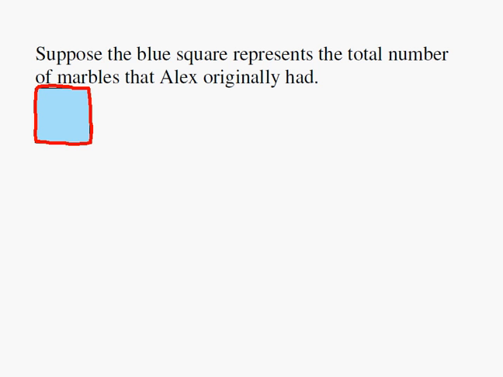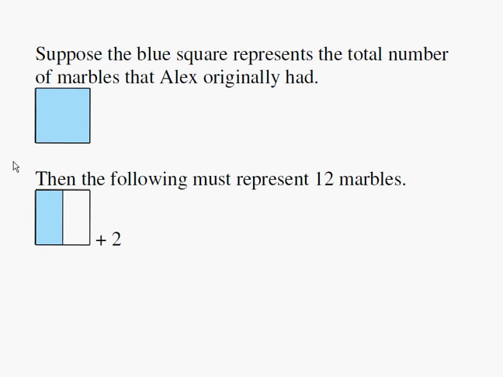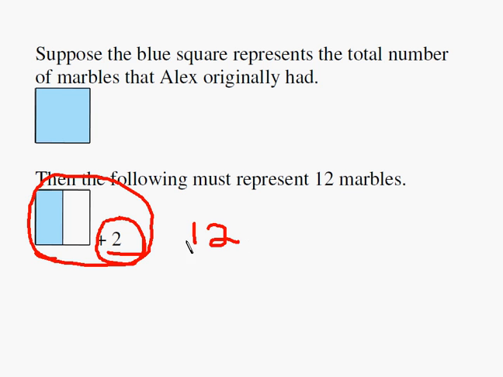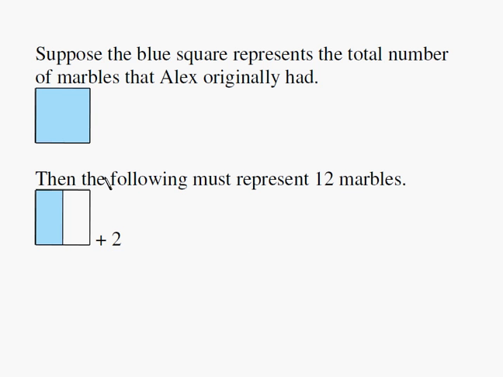What happens? Alex gives half of his marbles to Betty and he receives 2 marbles from Chris. So this represents half of his marbles. He gives half to Betty. He is left with half, plus he receives 2 from Chris. So this whole thing has to be 12. And you really want to get that. I'm going to erase that and repeat it once again.